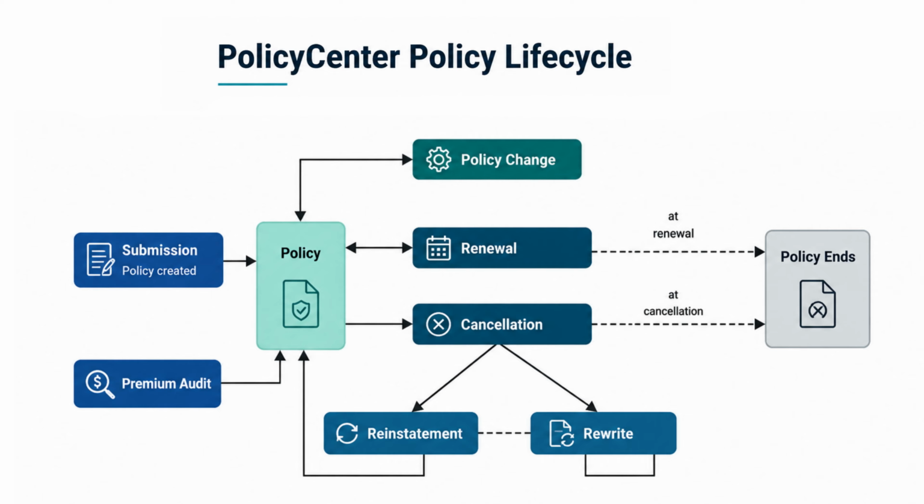And don't worry if this diagram looks a little complicated at first. We're going to break it down step by step. I'll take one simple example and we'll follow that policy throughout its journey. By the end of this lesson, when you see terms like submission, policy change, renewal, cancellation, reinstatement, rewrite, and premium audit, you should be able to immediately understand what is happening to the policy and why that transaction is being used. So, let's get started.